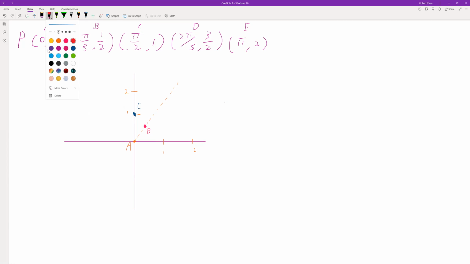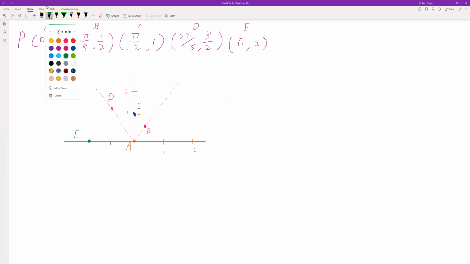And then D, we're looking at 2 pi over 3. That's good enough. 2 pi over 3 and 3 halves, so a little bit more than 1. That's about here. That's D. And then E is pi and 2. So for pi, we're looking at the negative side of the x-axis, and 2. So 1, 2. Let's say about here. So E. There you go.